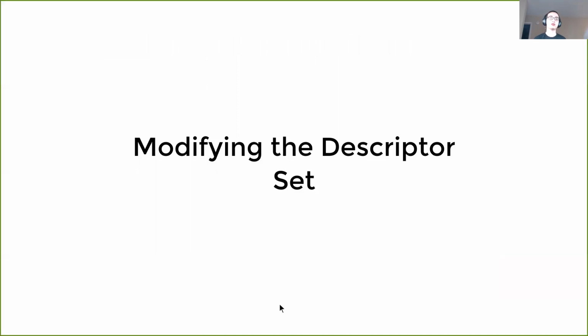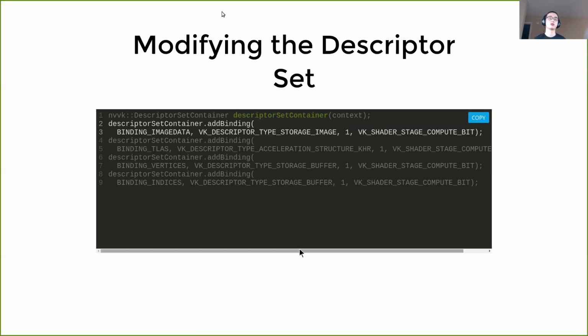And then we need to modify the descriptor set a little bit. So instead of using a buffer, we need to use an image. So the descriptor type changes from storage buffer to storage image.